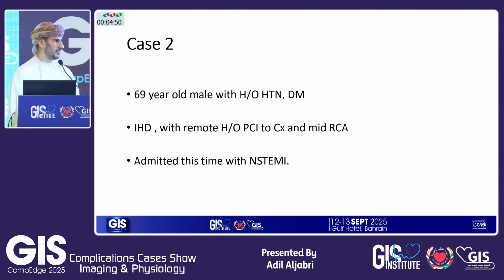Okay. Now we'll go to case 2. So this is a 69-year-old gentleman with history of hypertension and diabetes. He had history of remote PCI to the circ and distal mid of the RCA. Admitted this time with ACS non-STEMI.